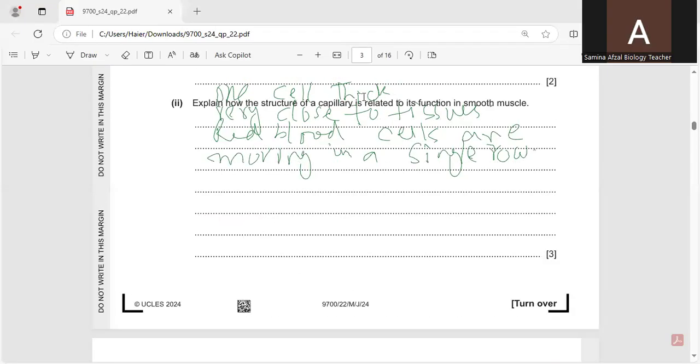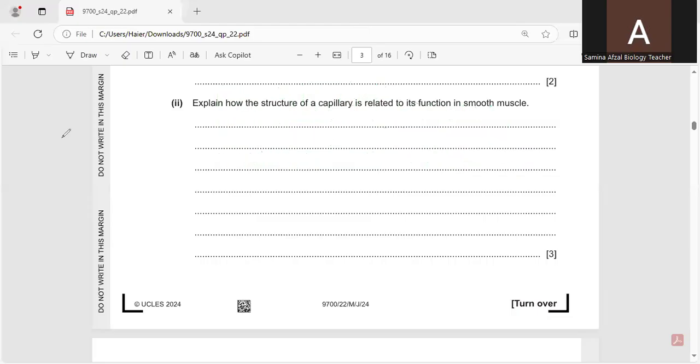Next question is, explain how the structure of a capillary is related to its function in smooth muscles. And you know, the function of a capillary is exchange of gases. The function is exchange of gases.